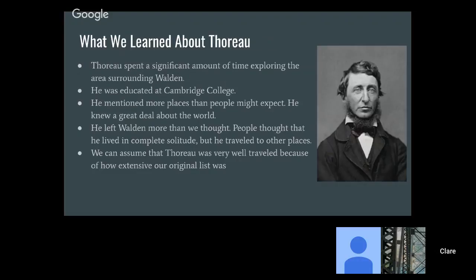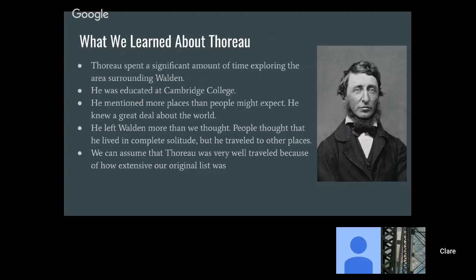Okay, so from reading the two texts and finding places that Thoreau mentioned, we feel we gained a better understanding of his life. Thoreau spent a significant amount of time exploring the area surrounding Walden, which many of us already know. He didn't always stay at Walden. He often went to other countries and other bodies of water, and he researched these places and wrote about them, which is how we constructed our list. So this represents the fact that he was well traveled and very educated.